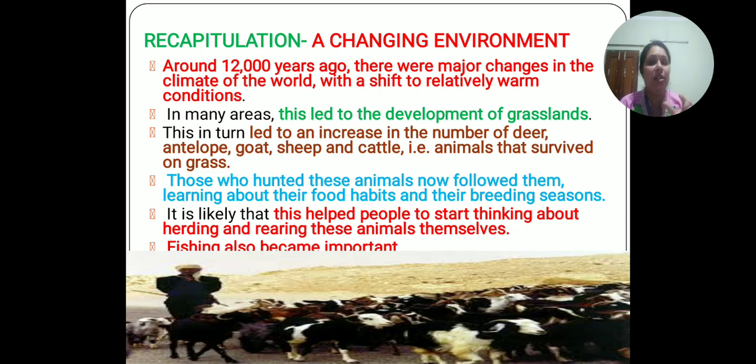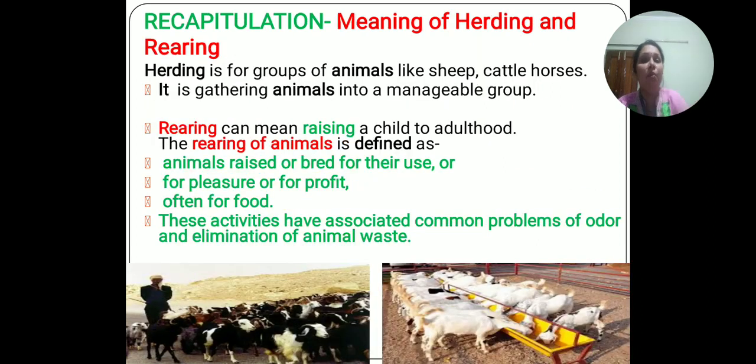Now what do herding and rearing mean? We will study this in the further chapter. Fishing also became important by this time. People were doing fishing also. Herding is basically managing a group of animals. When we manage a group of animals like sheep, cattle, horses, or goats in a group, that is known as herding.